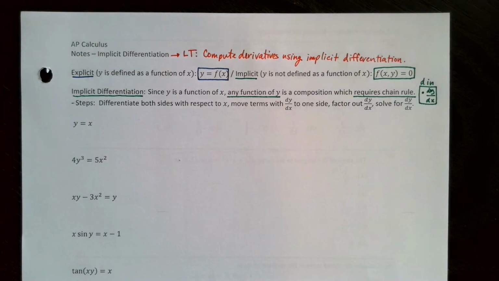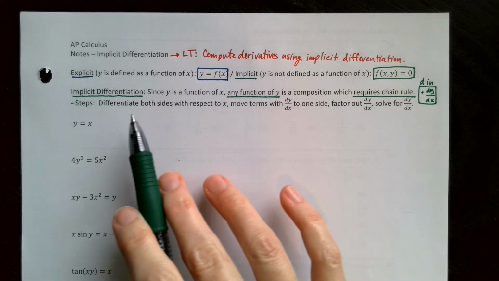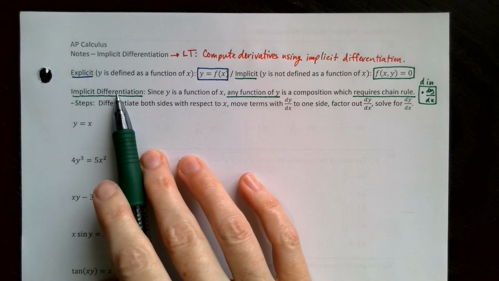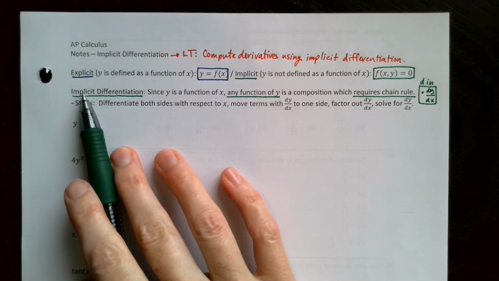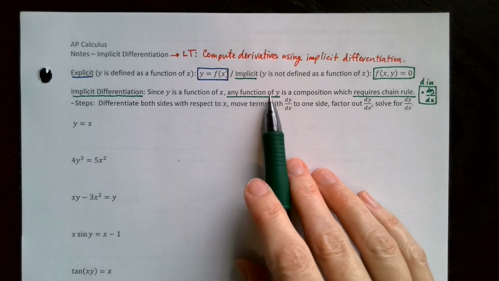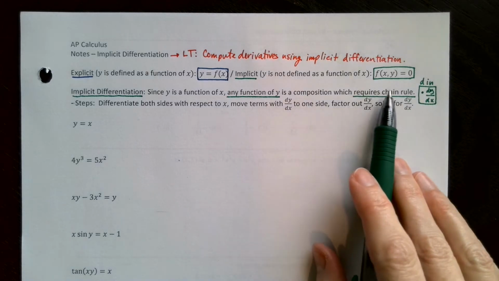Now that we have a better understanding of the difference between explicit and implicit functions, let's define implicit differentiation, which means the process of taking a derivative of an implicit function. Since y is always a function of x, then any function of y is automatically a composition, and we learned that compositions require the chain rule.